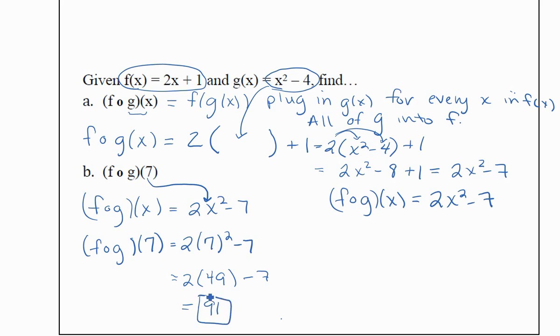Just to recap, if you're doing f composed with g of x, or no matter what the letters are, start with the first one and write it out with just parentheses wherever there's an x, every place there's an x. Then in that set of parentheses, plug in your second function, g. Then you can simplify, and then if you want to evaluate at any values, you can.